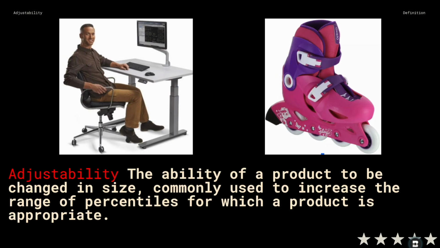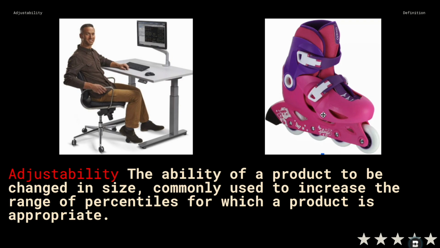Another way that we might consider when we're designing is adjustability. So this is the ability of a product to be changed in size, commonly used to increase the range of percentiles for which a product is appropriate. This is an example of a desk that you can move up and down, so it's adjustable. This chair is also adjustable. The tightness of this person's shoes is adjustable. If this person is wearing a belt, that would be adjustable. You can see this is another example.